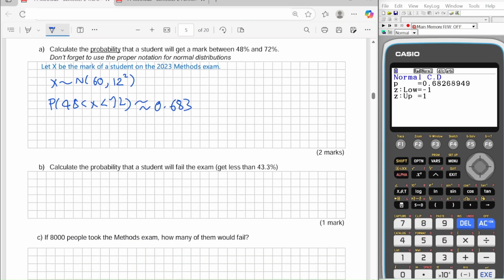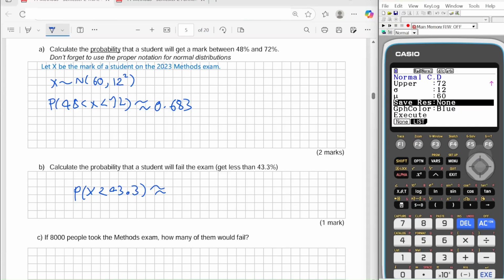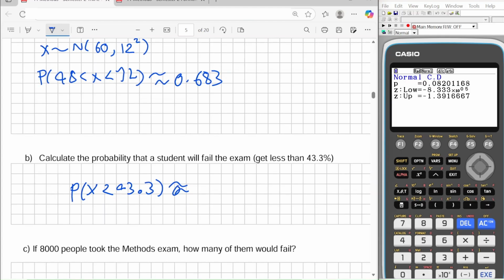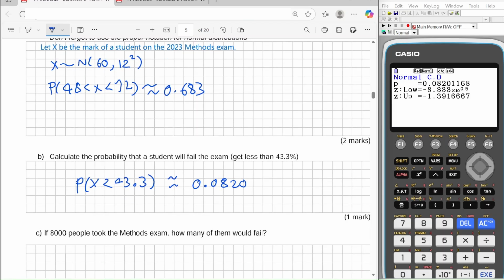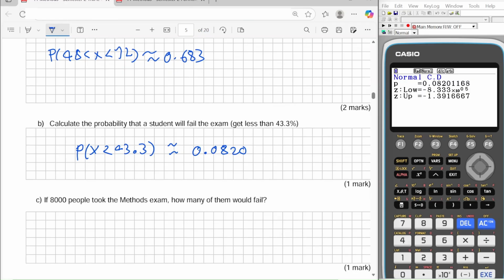Calculate the probability they get less than 43.3%. Roughly equals, so we can just go to normal CDF. Your upper is going to be 43.3 and your lower is just minus and then a whole bunch of 9s. So if we do that, 0.0820. So 3 significant figures there again. So 8 is the first one, and then that last 0 is the third one.